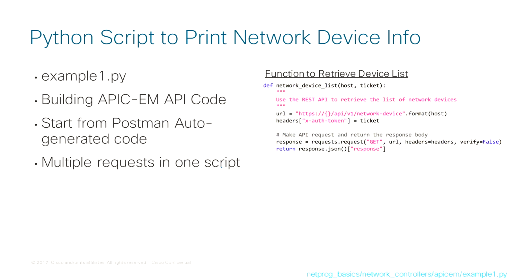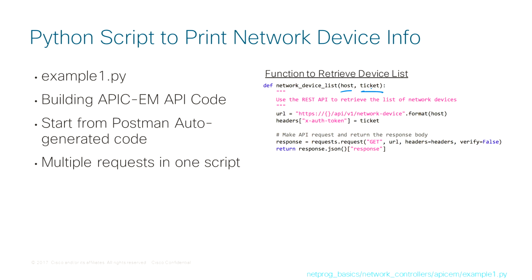The next function that is created inside of this example is a function called network device list. The network device list will return, as you would expect, a list of network devices. And this function requires 2 parameters. It needs to know the host, what APIC-EM do we want to connect to, and it needs to know the ticket to use to make the API call out there successfully.